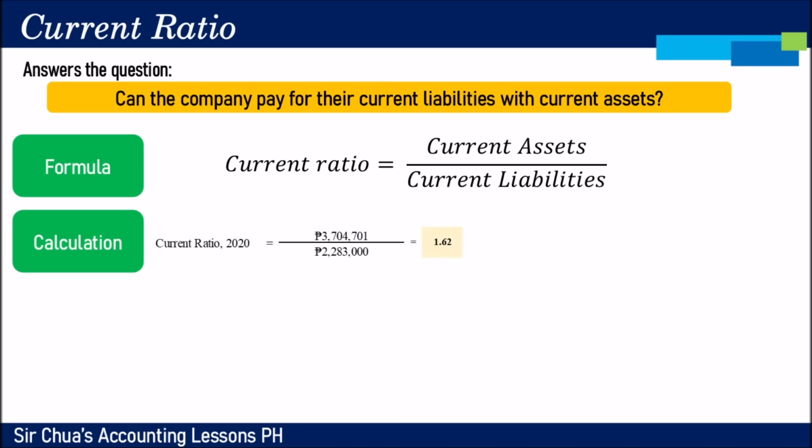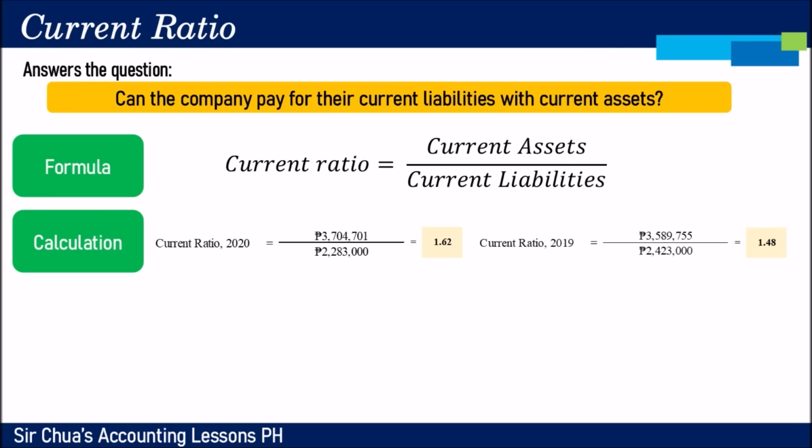Okay, so our calculation would be like this. For 2020, kunin nyo po yung current assets for 2020, which is 3,704,701. Divide po natin, sa ating pong current liabilities na 2,283,000, which will give us a current ratio for 2020 of 1.62. And then, our current ratio naman po for 2019 is kunin po natin si current assets ng 2019, which is 3,589,755 divided by current liabilities in 2019 of 2,423,000, which will give us a current ratio for 2019 of 1.48.